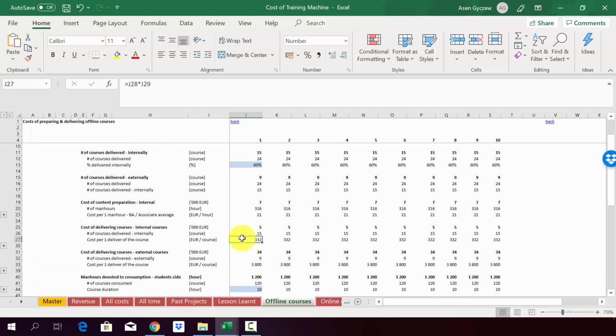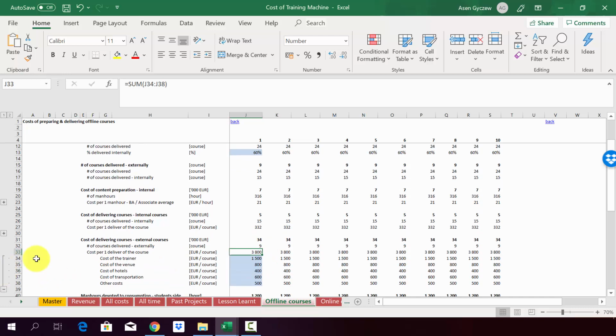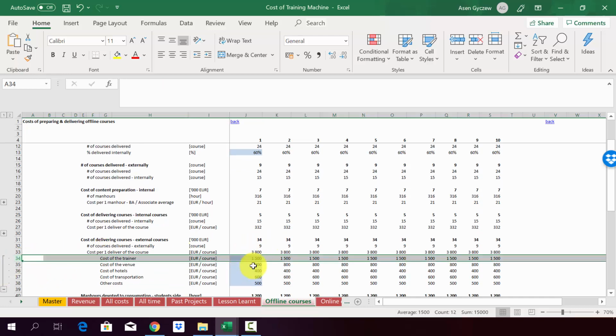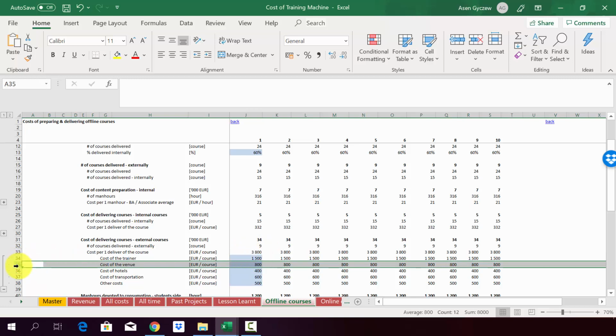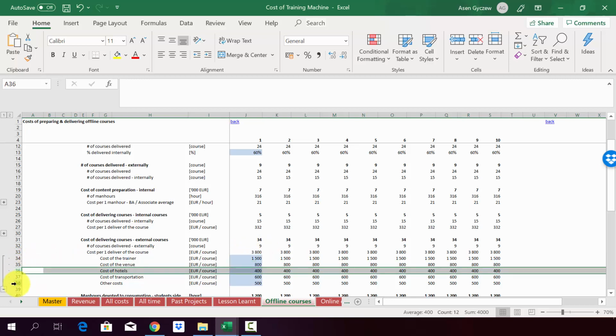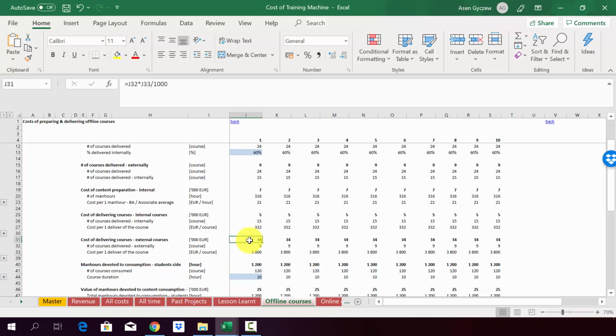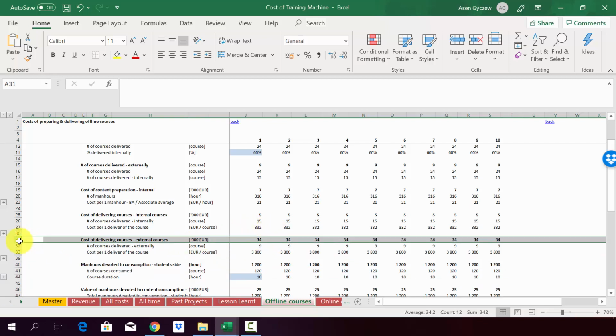So in the case of internal cost, it was 332 euro, so just the time of the person who is delivering. And here it's actually 10 times higher, mainly due to the fact that we have many components. So we have to pay the trainer, which is half of the price, but there are also other things we have to cover, so hotels, venue, transportation, etc. In total, it means that we would have to pay 34,000 for the delivery of external courses.